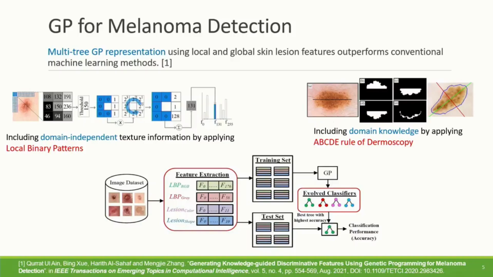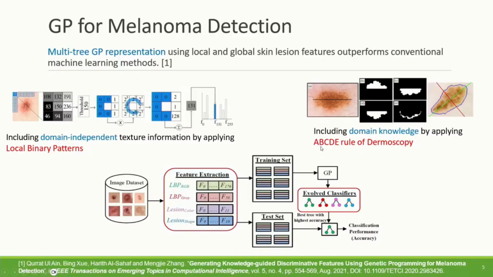So I'll be going through different methods where we have utilized GP with its flexible representation for the two domains. So, melanoma detection. Here we have combined two types of features. First, you can see the domain independent features, basically using local binary patterns or other texture-based image descriptors. And here we are also trying to extract domain knowledge. So this is the ABCDE rule of dermoscopy.